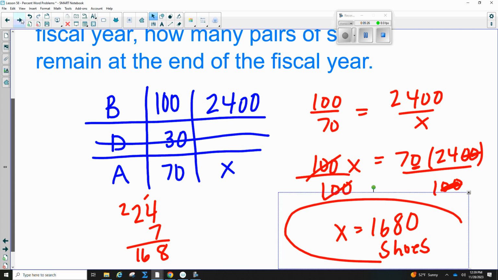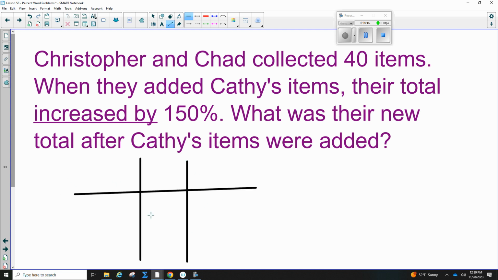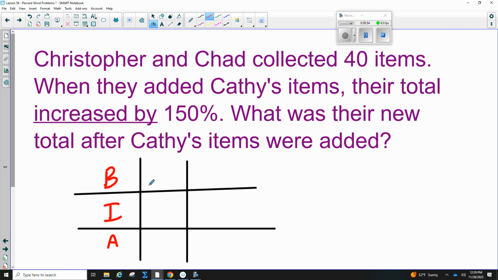All right. Christopher and Chad collected 40 items. When they added Kathy's items, their total increased by 150%. What was their new total after Kathy's items were added? So is this an increase or a decrease box? Yep, it says increased by, so let's do B-I-A. We always start with 100. What goes in the I here? Yep, we increased by 150%, so this would be 250.